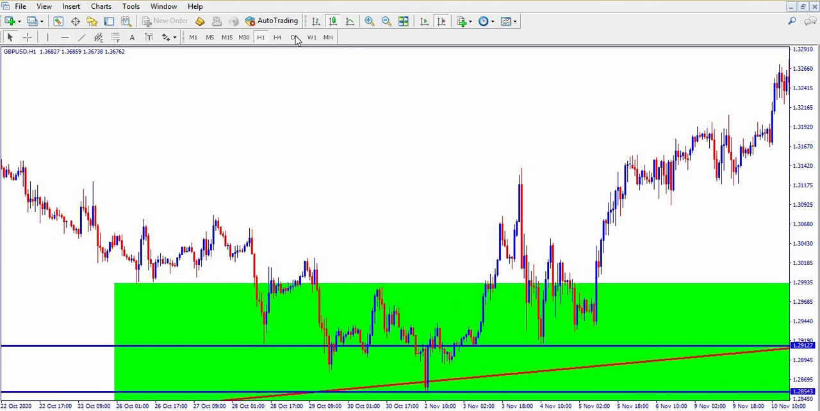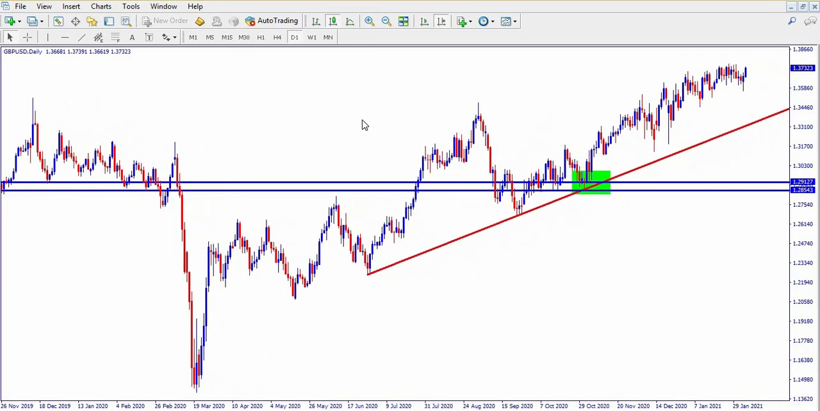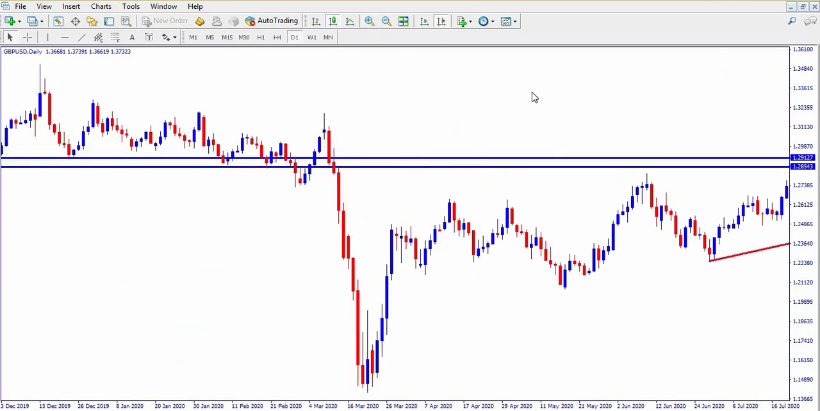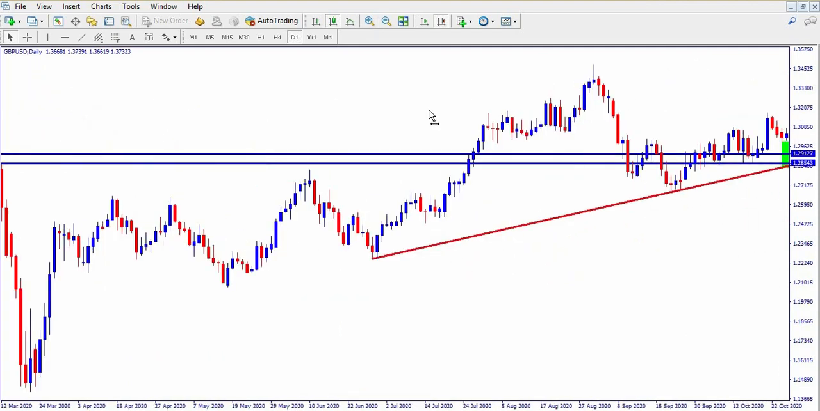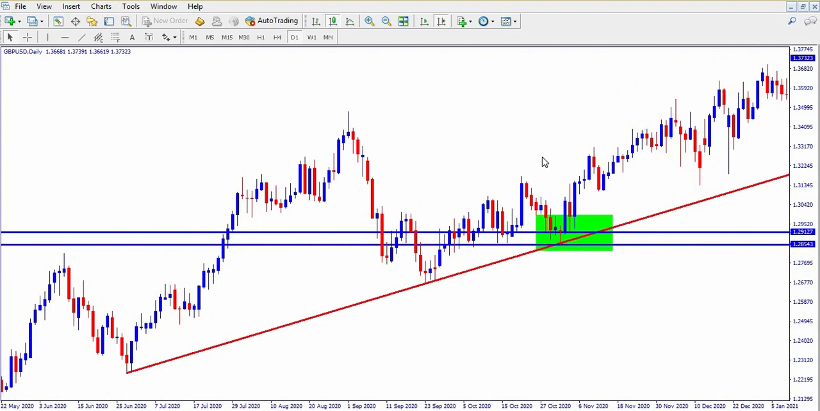But our take profit will be determined from the higher time frame. We won't determine the take profit from the lower time frame, but from the higher time frame. So here you can see clearly we have a trend. This is an uptrend. So this is the entry point, this is the stop loss. Our take profit is to be determined from this daily time frame.